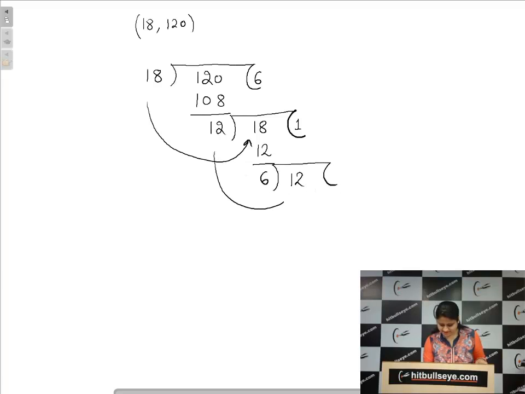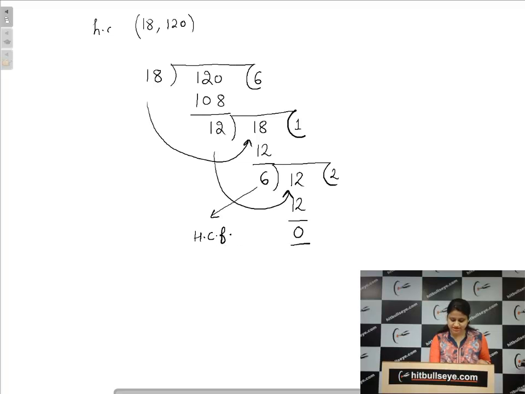The old divisor will be the new dividend once again. Since we are getting a remainder of 0, we will stop here. Now the latest divisor will be the HCF. So what will be the HCF of 18 and 20? That will be 6. That is the answer in this case.